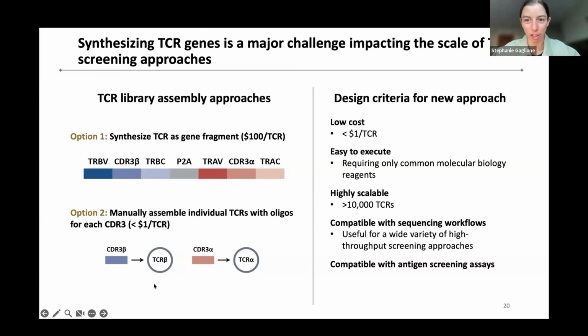And so we had some discussion of what we felt were the right criteria for our new approach. Low cost: we said we want something less than $1. Easy to execute, requiring only common molecular biology reagents that anyone can use. You could put a pipette in the hand of someone who's done only basic cloning, or maybe not even, and they could execute this. Highly scalable and compatible with the large breadth of different assays that the field uses, not just the ones we were using in Michael's group, but also other types of antigen screening assays, APCs, whatever.